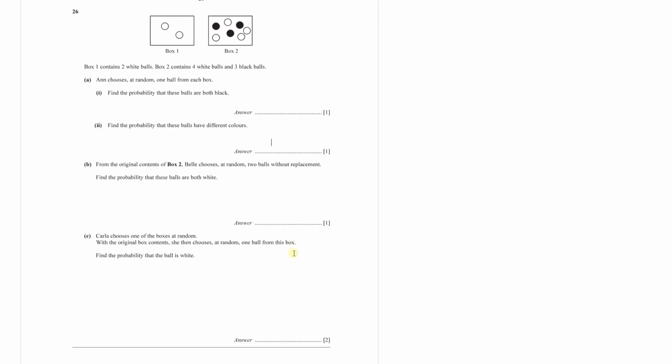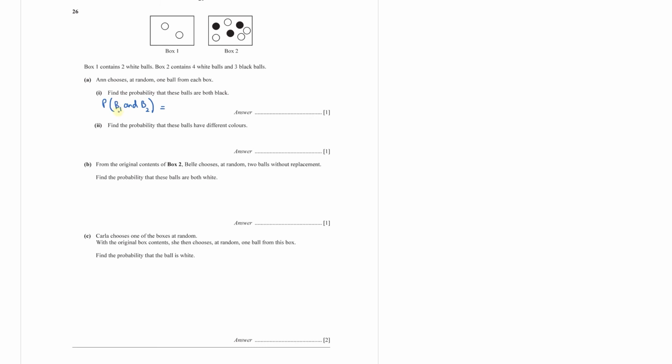Question 26. Box 1 contains 2 white balls, box 2 contains 4 white and 3 black balls, and one chooses at random 1 ball from each box. Find the probability that these balls are both black. So you're looking for a black ball from box 1 and a black ball from box 2. Since it's 'and' in between, we multiply these two probabilities.